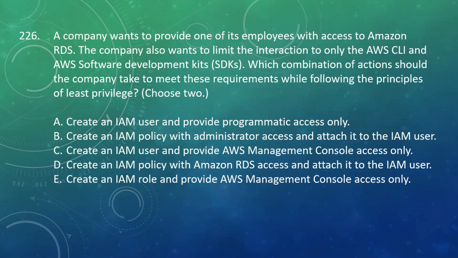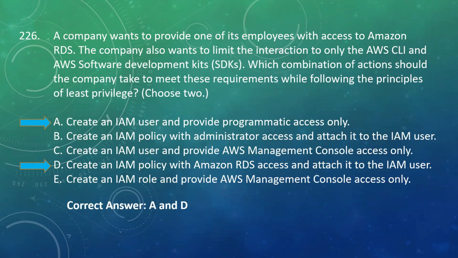The requirement of the question is to limit the interaction to AWS using CLI and SDK. In other words, the employee shouldn't be able to access it using the GUI. The actions that will enable you to implement this requirement are: create an IAM user and provide programmatic access only, and create an IAM policy with Amazon RDS access and attach it to the IAM user, which are option A and option D.